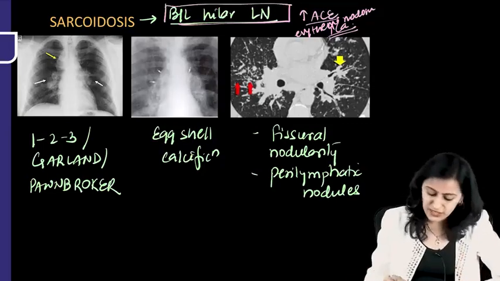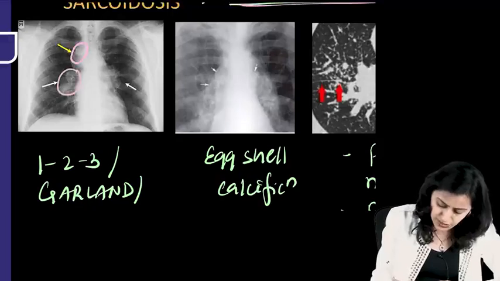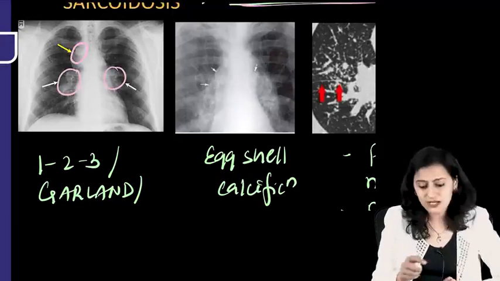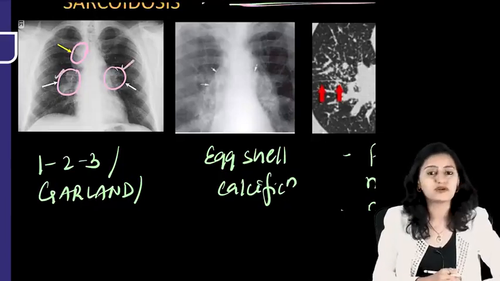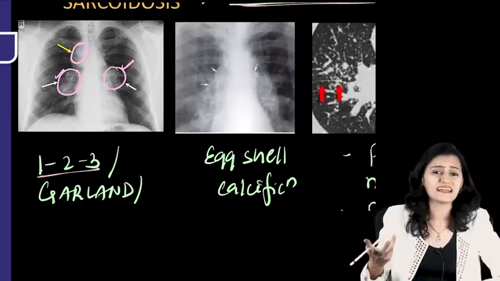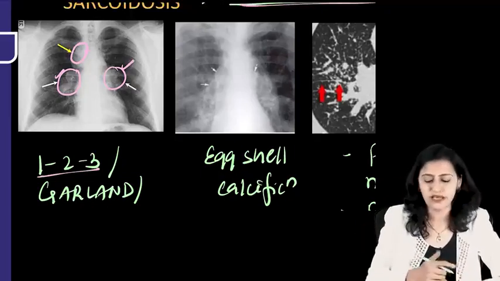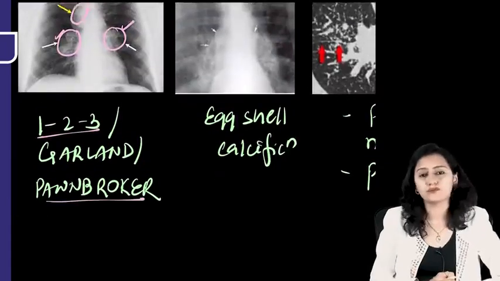So what sign do we see on the chest X-ray? You have the 1, the 2 and the 3 group of lymph nodes enlarged: the right paratracheal, the right hilar and the left hilar lymph node enlarged. That gives the 1, 2, 3 sign, which looks like a garland of lymph nodes. Garland is actually the name of the person who gave this sign, or it is also called the pawnbroker sign.